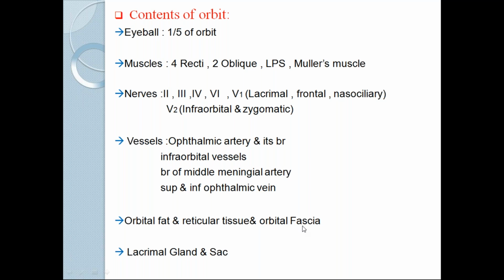Along with that, we will have orbital fat, reticular tissue, orbital fascia, lacrimal gland, and lacrimal sac. These are the contents of the orbit.